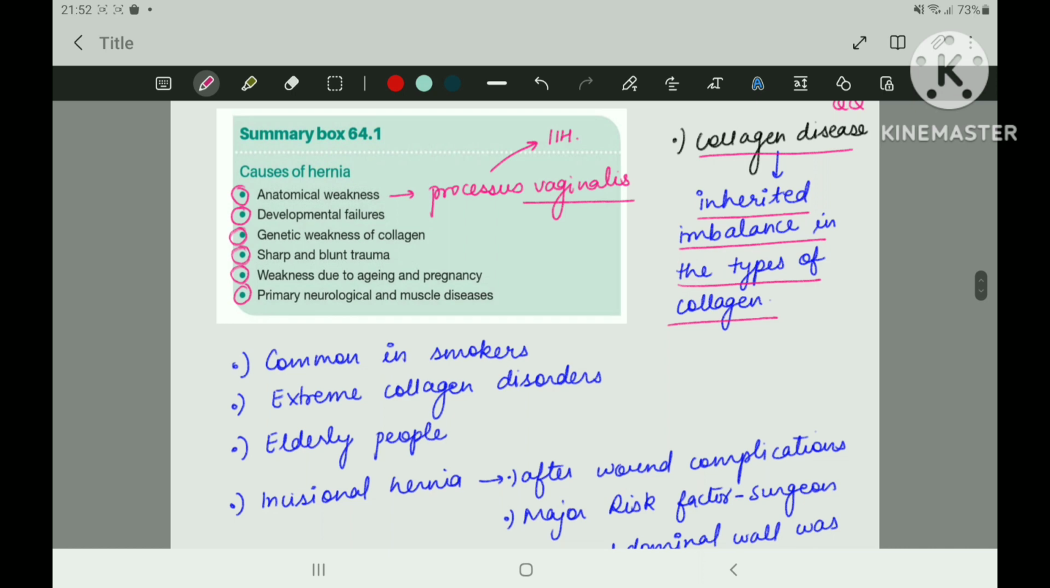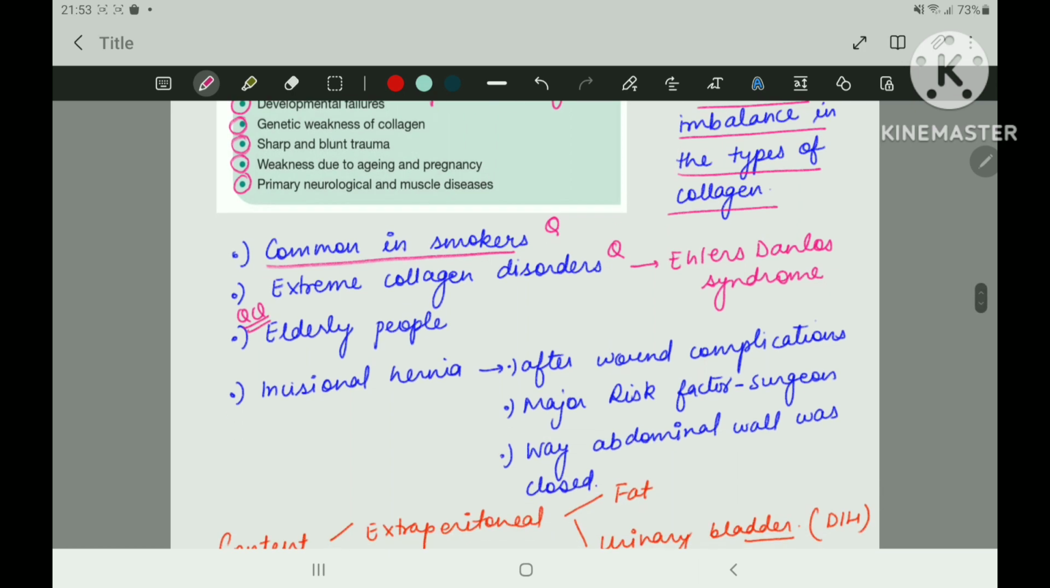And these hernias are usually common in smokers, and in cases of extreme collagen disorders like Ehlers-Danlos syndrome, and also common in elderly people. So one can say these are the kinds of people where these things are common.